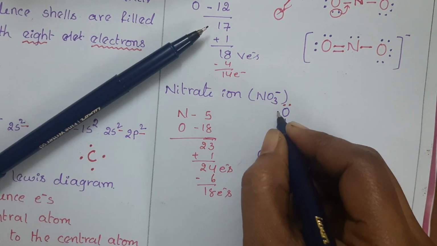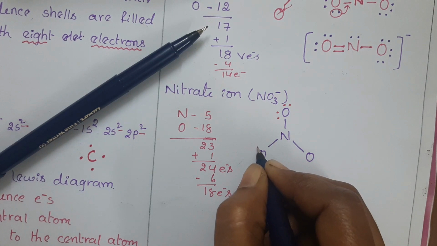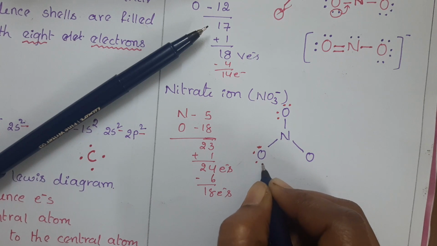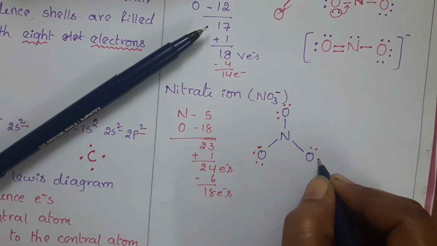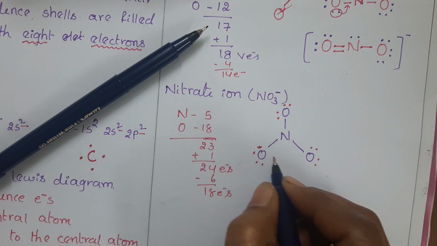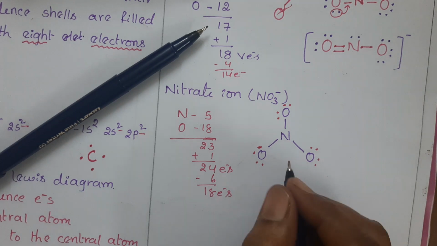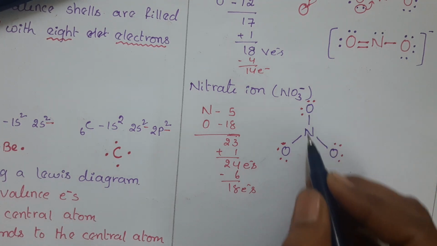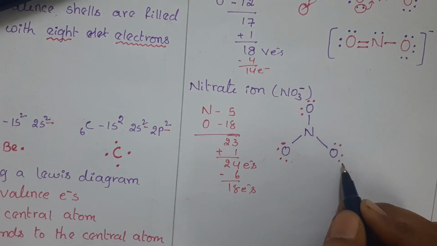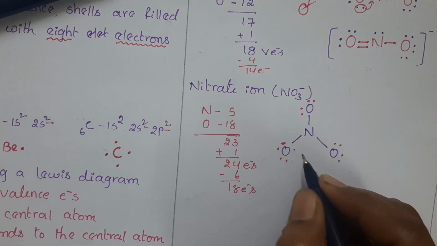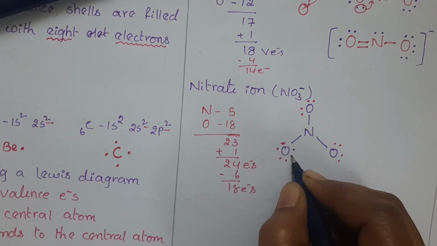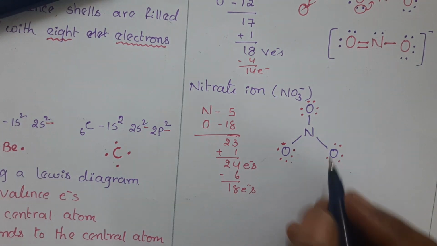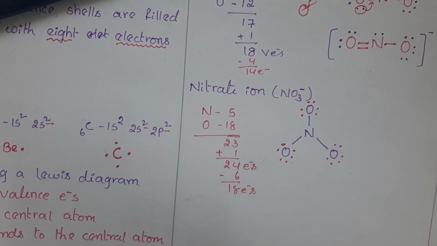1, 2, 3, 4, 5, 6, 7, 8, 9, 10, 11, 12, 13, 14, 15, 16, 17 and 18. That means each oxygen atom is carrying 3 lone pairs of electrons.